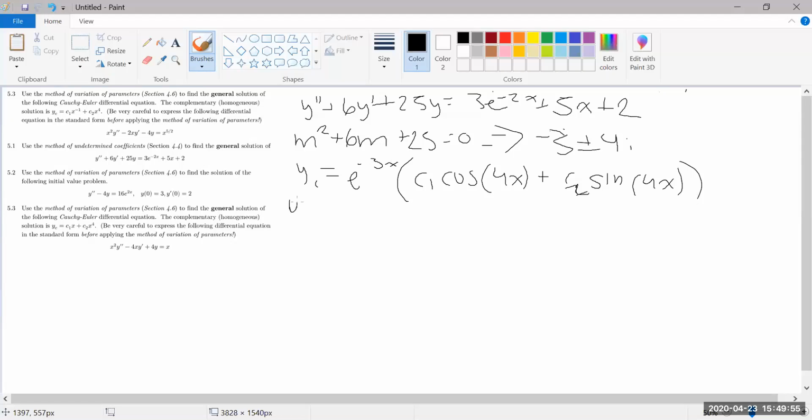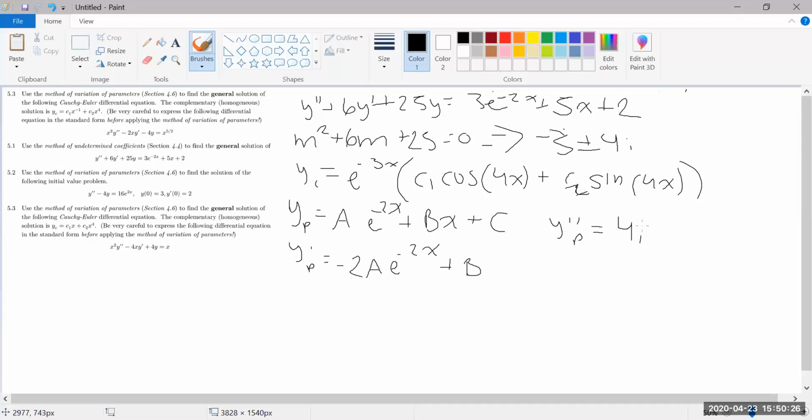So based upon our driving function, we are going to assume that our particular solution takes the form of some constant a times e to the negative 2x plus some constant b x plus some constant. Okay, so we're going to take the first derivative, going to give us negative 2a e to the negative 2x plus b. Our second derivative gives us positive 4a e to the negative 2x. Okay, and now we're just going to plug in all these values.